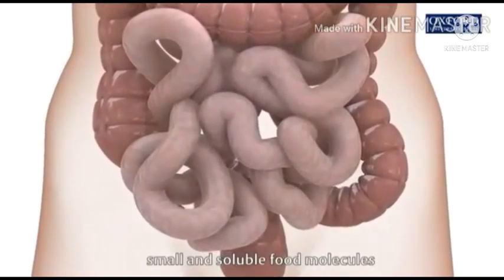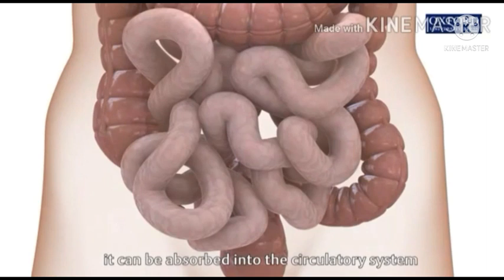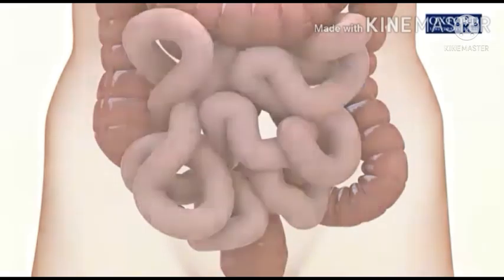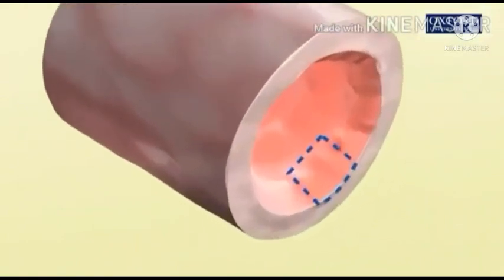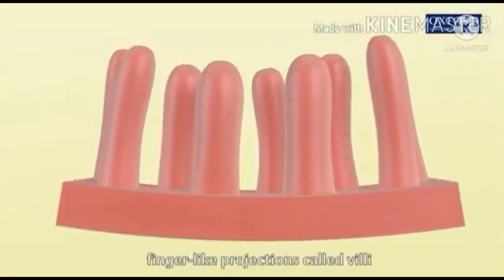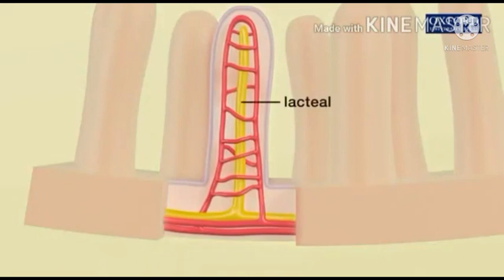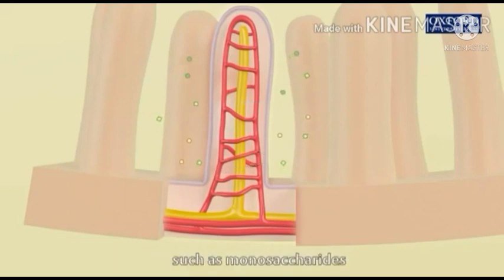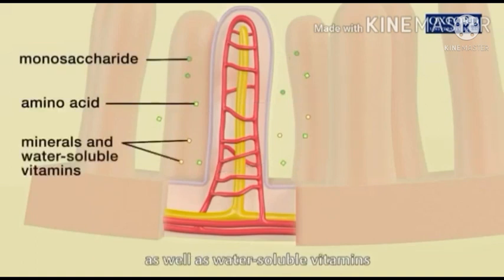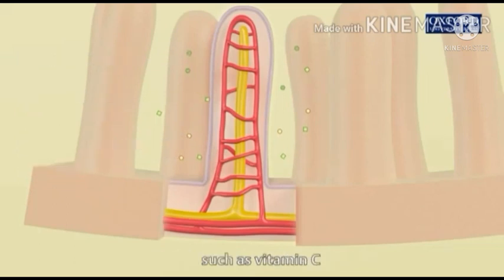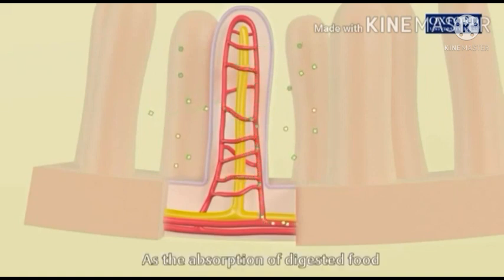Absorption. After food is digested into small and soluble food molecules, it can be absorbed into the circulatory system. This absorption process mainly takes place in the ileum. On the inner wall of the ileum, there are a large number of finger-like projections called villi. Each villus has a lymph vessel called a lacteal in the center. The lacteal is surrounded by a network of capillaries. Water-soluble food molecules such as monosaccharides, amino acids and minerals, as well as water-soluble vitamins such as vitamin C, are absorbed through the walls of the villi into capillaries by diffusion and active transport.